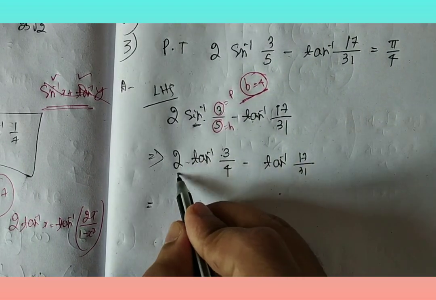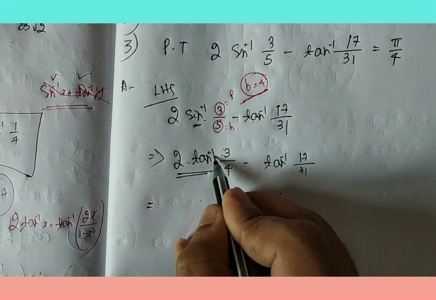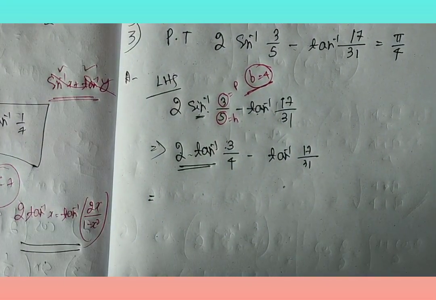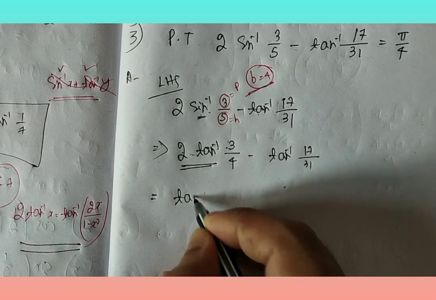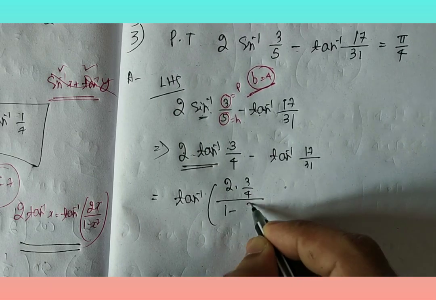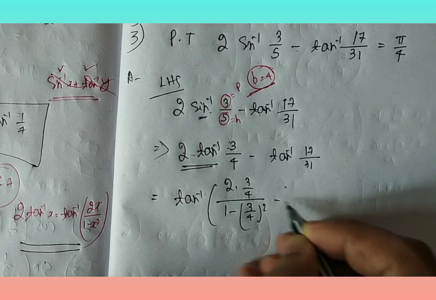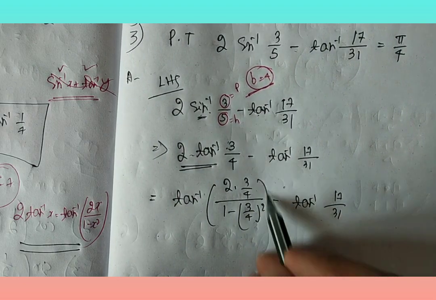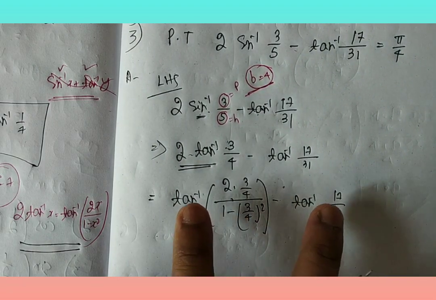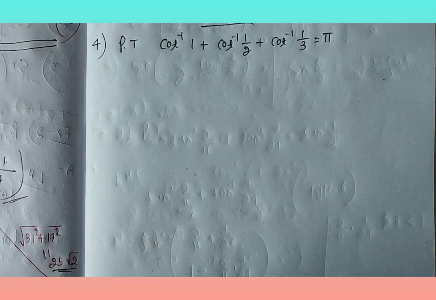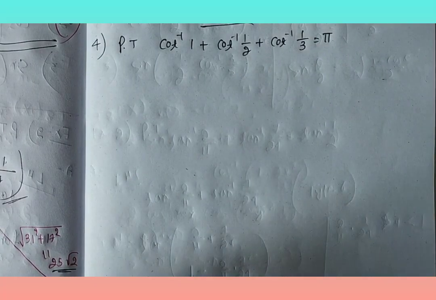Now again we have to convert 2 tan inverse into tan inverse using this formula, type 7. Tan inverse 2 times x by 1 minus x square. Now simplify it, then we can apply the tan inverse x minus tan inverse y formula, and we can do it. This is our next question.